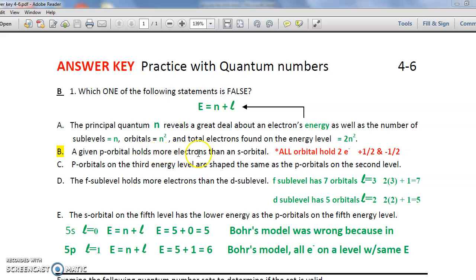Letter B, a given p orbital holds more electrons than an s orbital. No. All orbitals hold 2 electrons. However, the p sublevel holds more electrons than the s sublevel. Because if you remember the s sublevel, your L is 0, your second number is 0. There's only one orbital making up the s sublevel. When you're in the p, your second number is a 1. The p sublevel has 3 orbitals, the -1, the 0, and the 1.